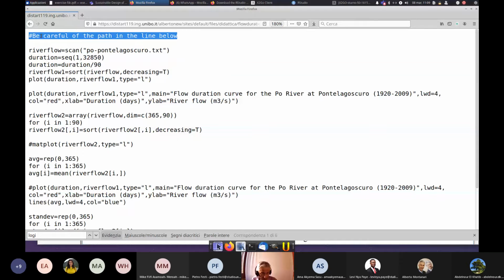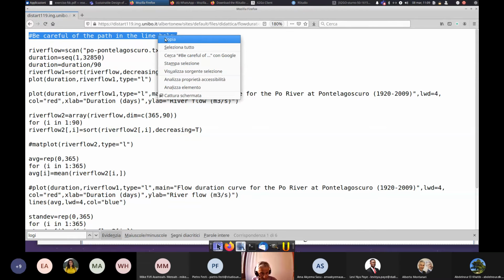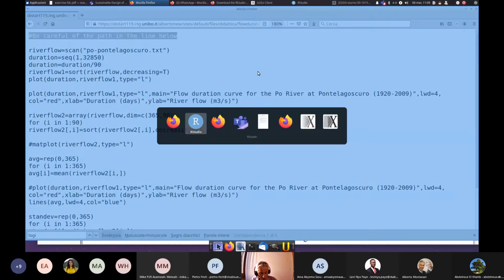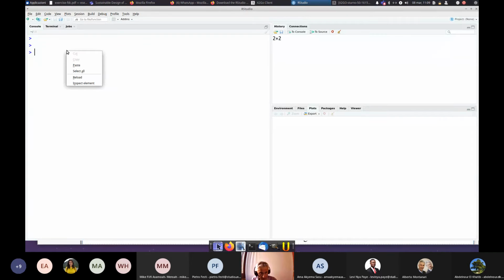Let's try to make the cut and paste. If you select this instruction and then you right click over it, you have copy. So you can copy it. And then we can change the window, go to the RStudio console, and then we can paste. And then we press return. And nothing happens because it's a comment. It just remains in the history. Very good.